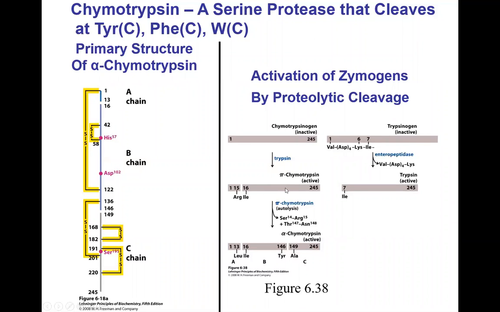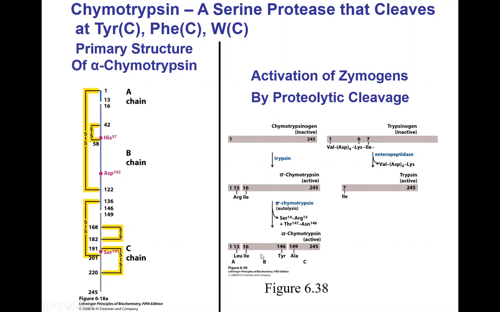And it turns out that once you form this dipeptide, it is somewhat active. It will do autocatalysis. Autocatalysis is pretty cool, right? It basically will chop its own part of the peptide. So what it does is it will chop away two dipeptides: serine 14 and arginine 15, and threonine 147 and asparagine 148. Those two dipeptides are cleaved.